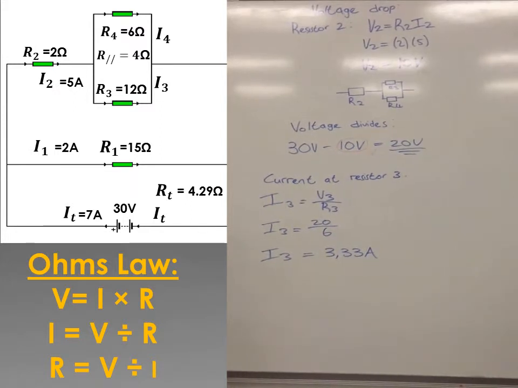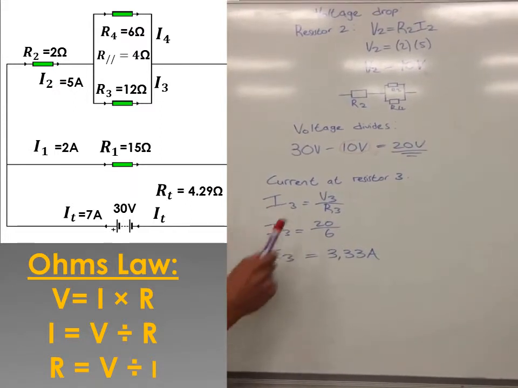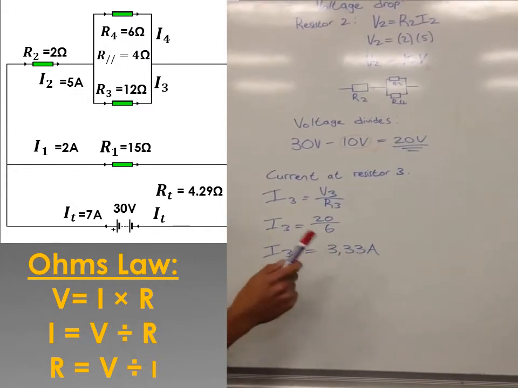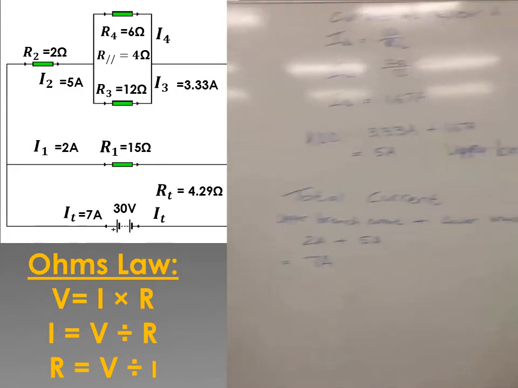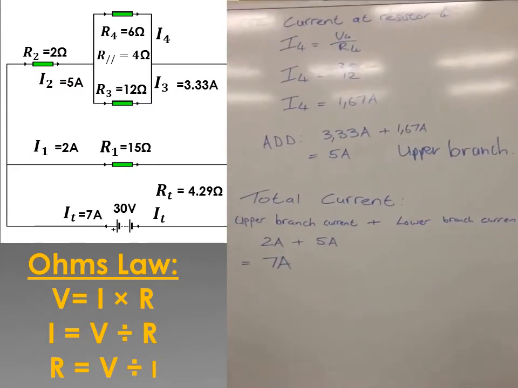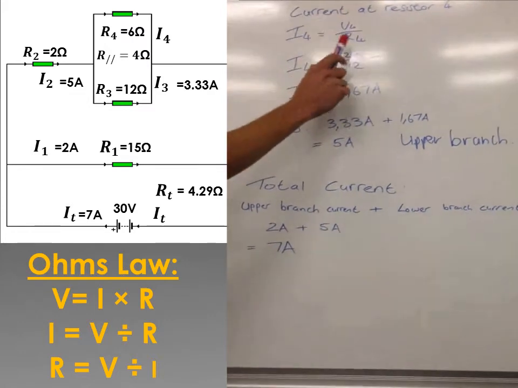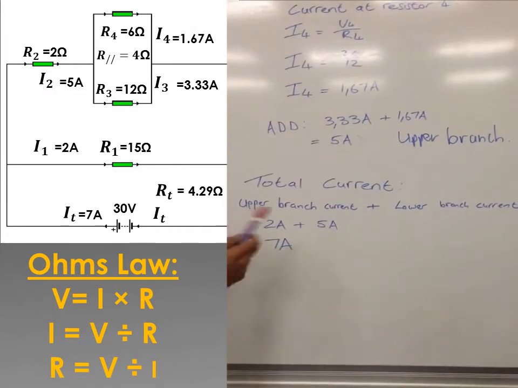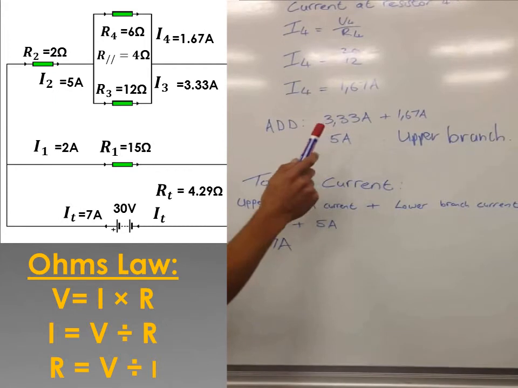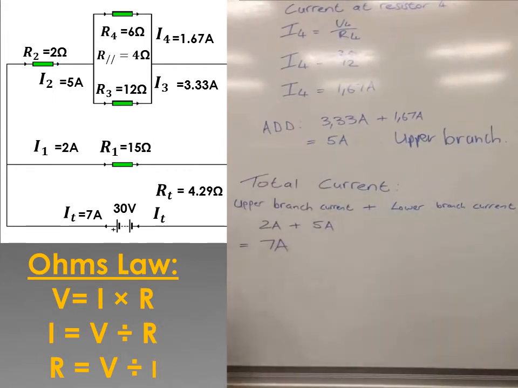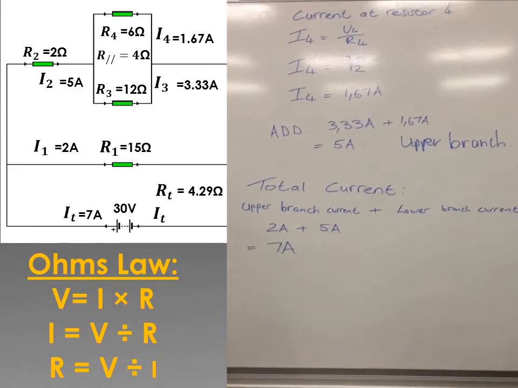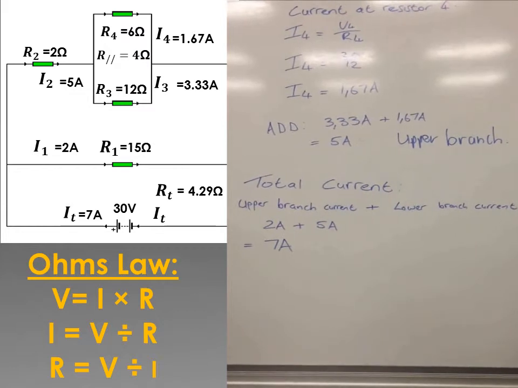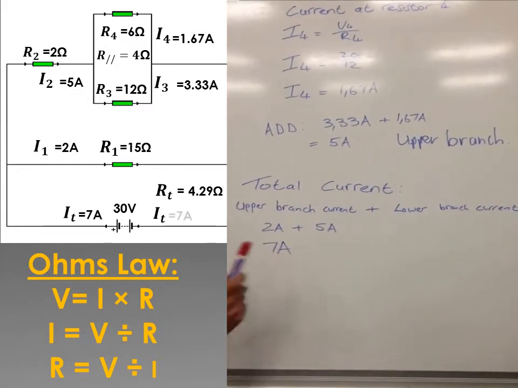Finally, to calculate the current, simply use Ohm's law. I3 is equal to V3 over R3, which is 20 divided by 6, which gives us 3.33 amps. To calculate the current at resistor 4, I4 is equal to V4 over R4, which is 20 divided by 12, which gives us 1.67 amps. We then add 3.33 amps plus 1.67 amps, which gives us 5 amps. This is the current flowing through the upper branch. Therefore, the total current is the current in the upper branch plus the lower branch, which is 2 amps plus 5 amps, which gives us 7 amps.